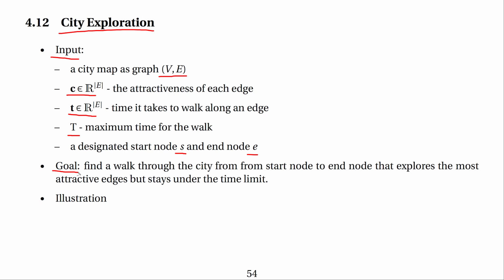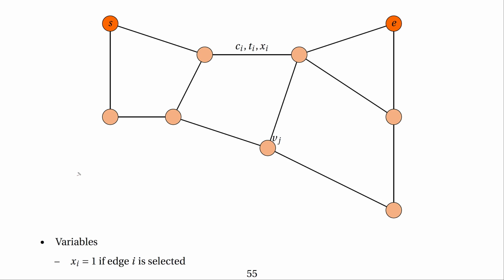So for example, you're a tourist and you would like to go from the train station to the Eiffel Tower, and you have 3 hours until your ticket there is valid, and on the way from the train station to the Eiffel Tower you would like to see as many attractive sights as possible.